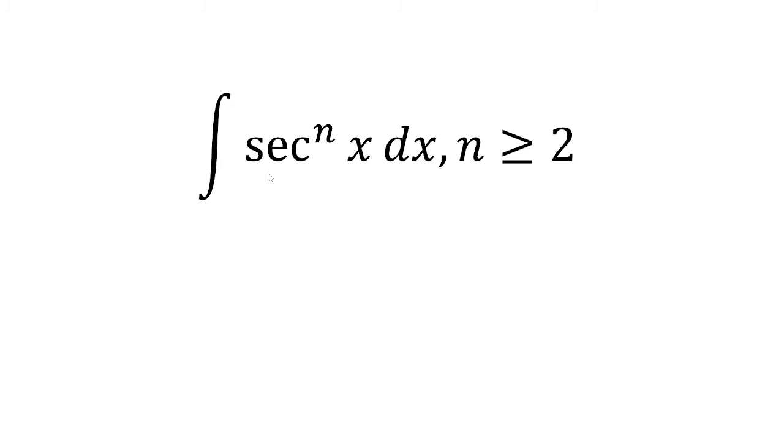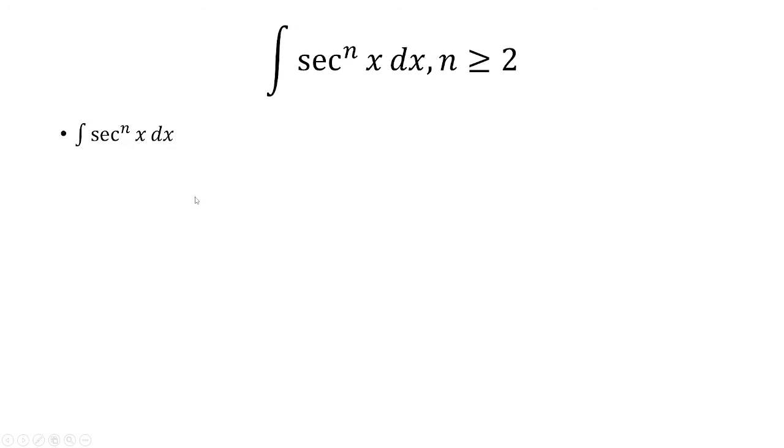In this video, we want to find a formula for the integral of secant to the n power x dx for n greater than or equal to 2. So we're going to break this up first. We're going to have secant raised to the n minus 2 times secant squared.